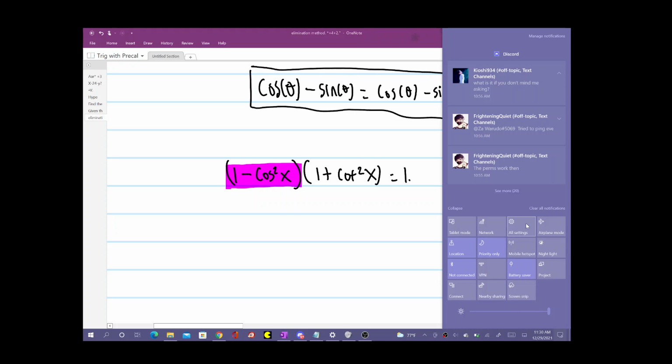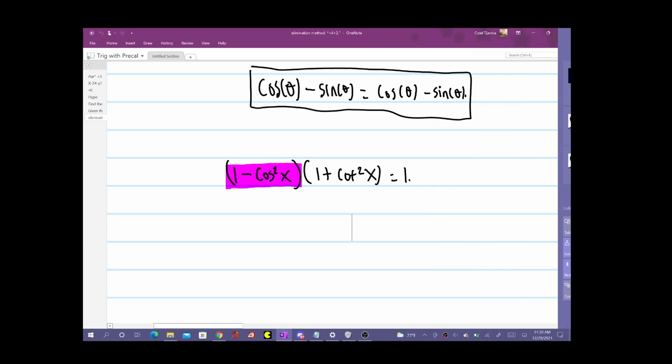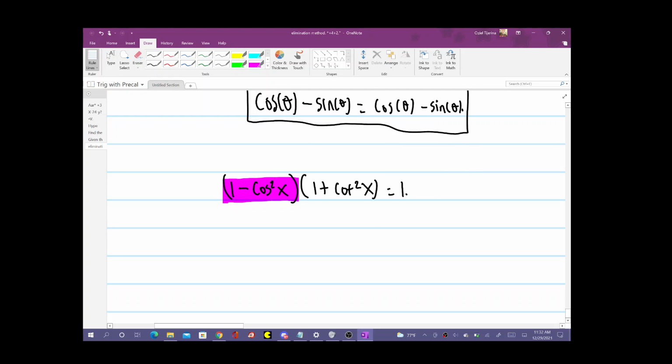I'm trying to see why it is the way it is. It's not supposed to be like this. It's supposed to be... Okay, so never mind. Give me a second, everybody. I'm gonna try to fix this. Okay, there we go. I think I fixed it.